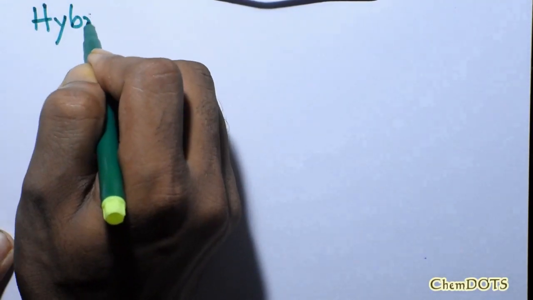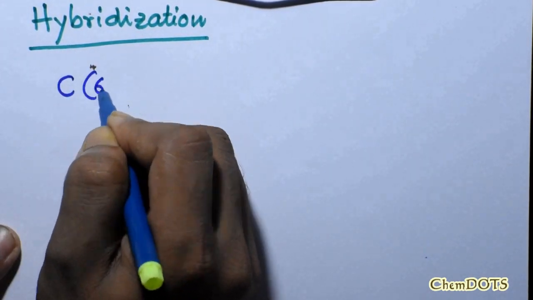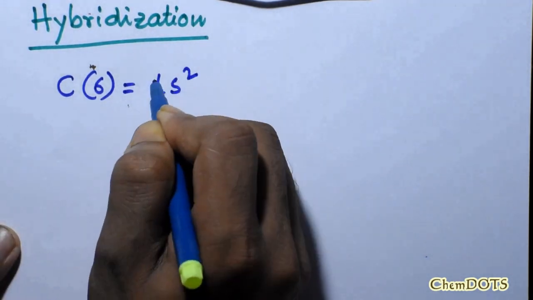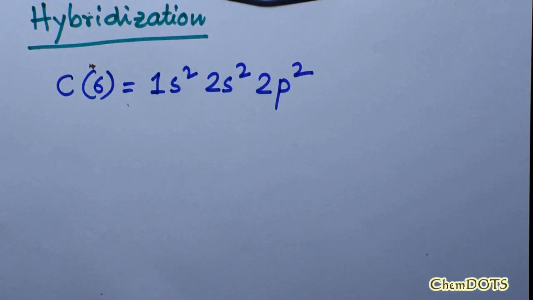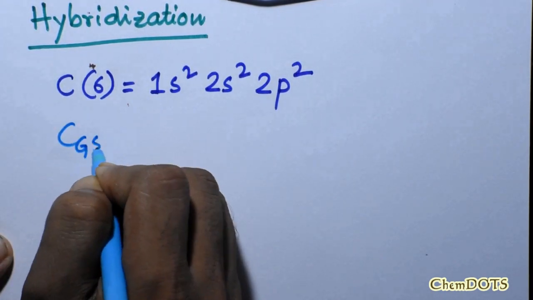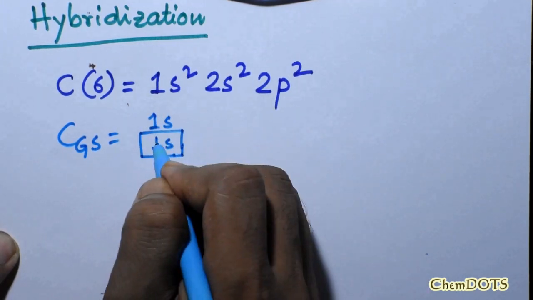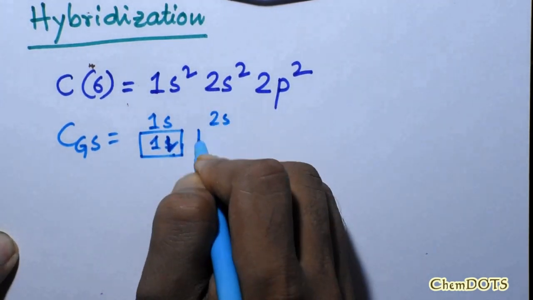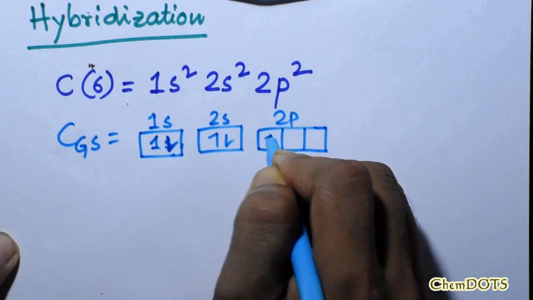Now let's discuss hybridization. Hybridization is the idea that atomic orbitals fuse to form newly hybridized orbitals, which in turn influence molecular geometry and bonding properties. According to the electronic distribution of carbon, it is 1s2, 2s2, 2p2. Here in the ground state of carbon, 1s and 2s have 2 electrons each, and the 2p orbital has 2 electrons.